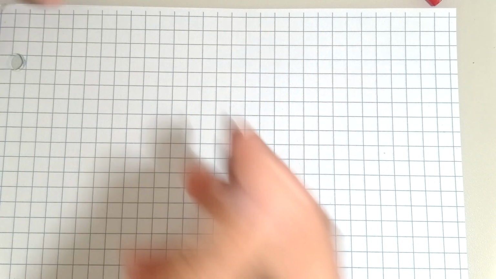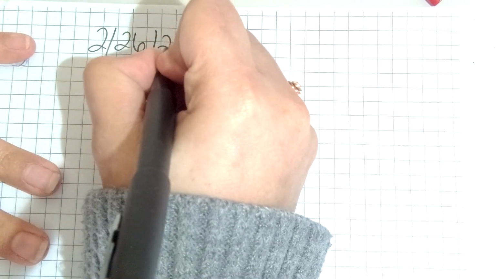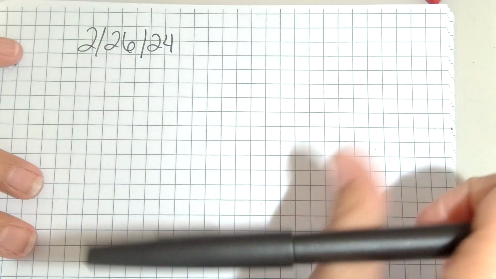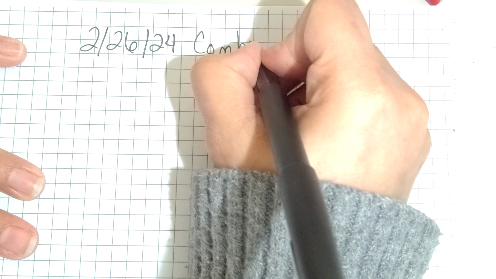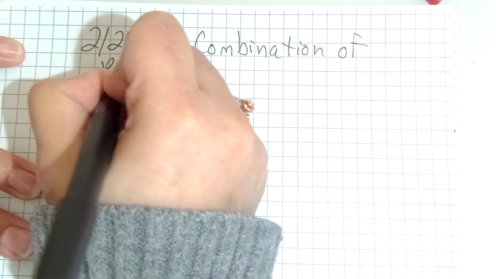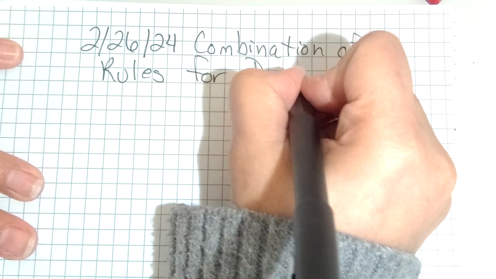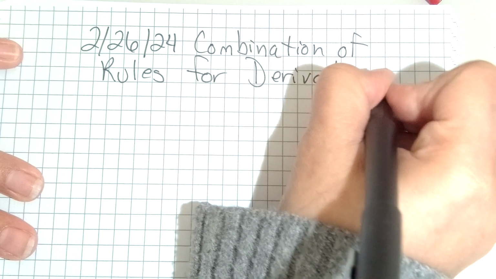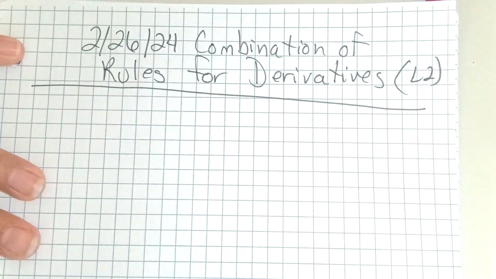All right. So today is the 26th. We're going to be working today with combination of rules for derivatives. Specifically, we will be working on level 2 today.